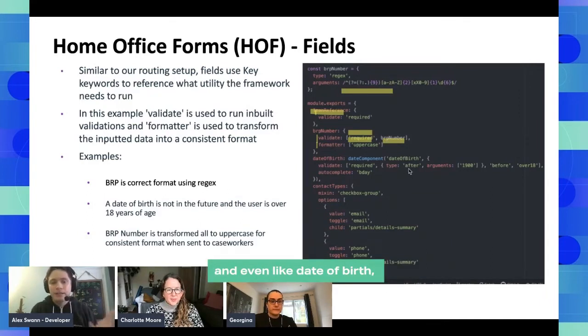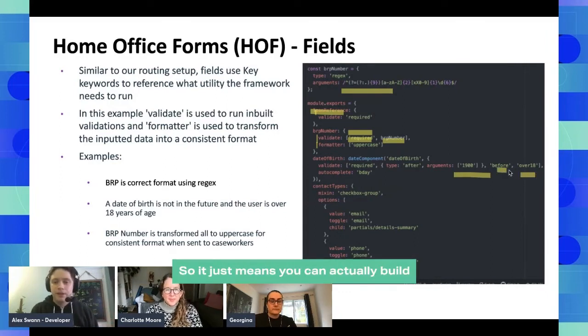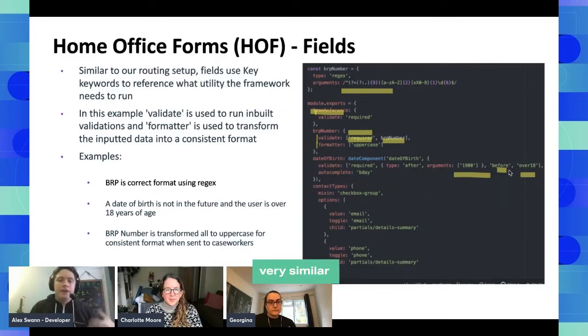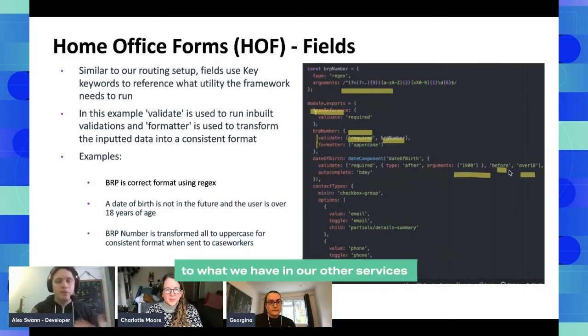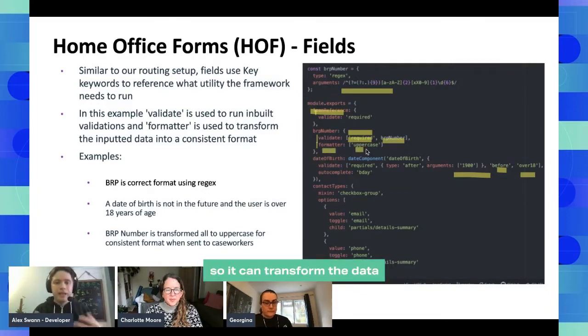And even like date of birth, we can check that it's after 1900 and that they're over 18 and it's not in the future. So it just means you can actually build very similar or identical components to what we have in our other services really quickly, which is nice. And even like using formatters, so it can transform the data that's entered without you needing to, again, add further logic into the controller or behavior.